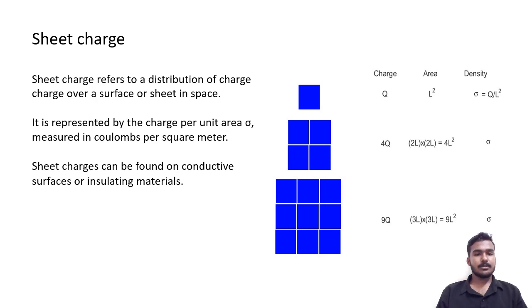Sheet charge refers to distribution of charges over the surface or sheet in space. It is represented by the charge per unit area, measured in coulombs per square meter. Sheet charge can be found on conductive surfaces and insulating materials.